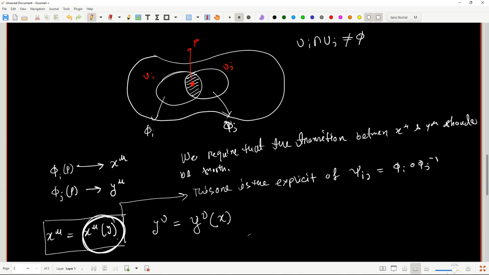And the reason we want these smooth transitions is that, as I discussed before, let me remind you, if these transitions are not smooth, what could happen is that on one chart you may find a function which is differentiable, but when you go from one chart to the other, you are changing your coordinates, right? And if your coordinate transformation is not smooth, it may happen that the function that was differentiable on the chart you started with is not differentiable anymore. So that's why this smoothness condition is necessary.